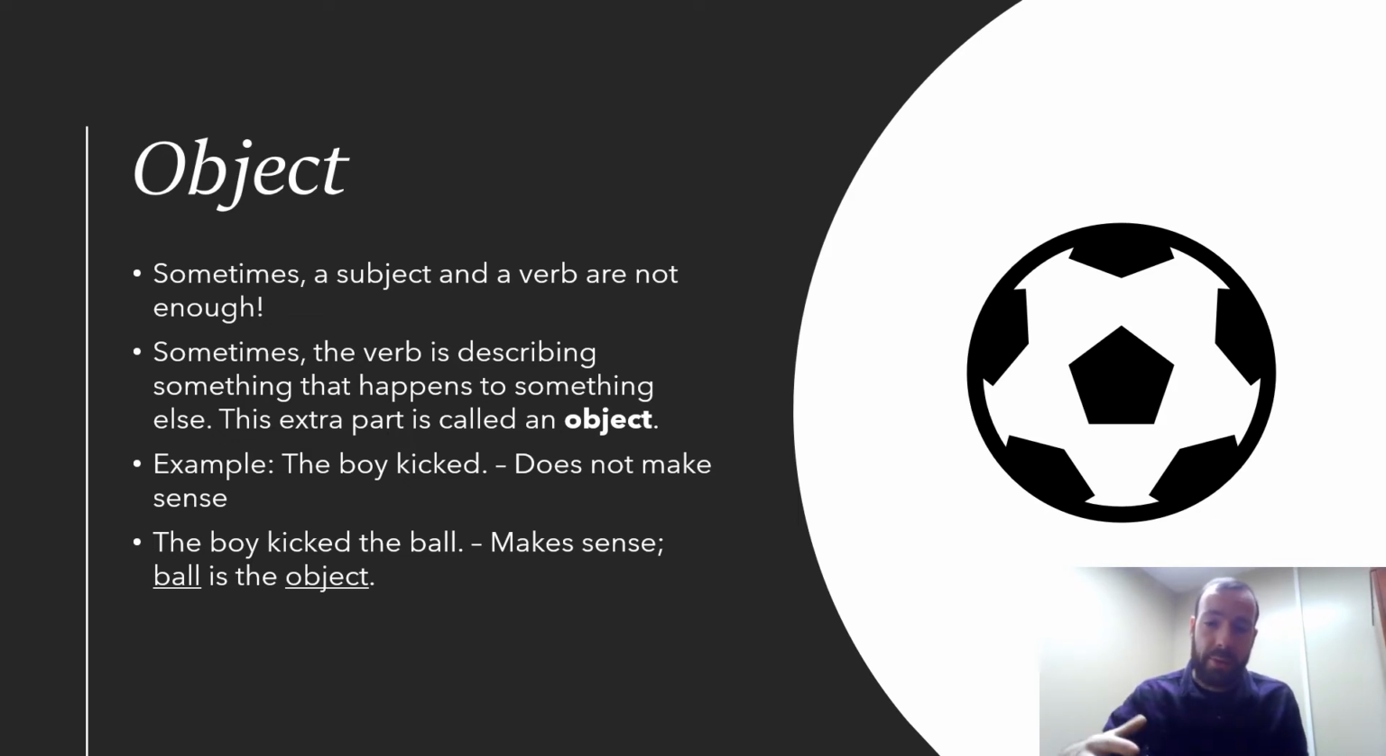So for example, if I said to you, "the boy kicked," well, this does not quite make sense. "Kicked" does not make sense on its own. We need to know what the boy kicked. He kicked something. Did he kick another person? Did he kick a fence post or a tree out of frustration? In this case, "the boy kicked the ball." Now that makes sense. We know exactly what the boy is kicking. It's a ball. The ball is the object, that extra part that helps the action make sense.